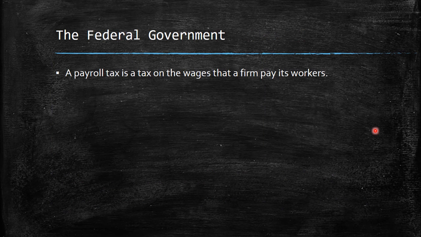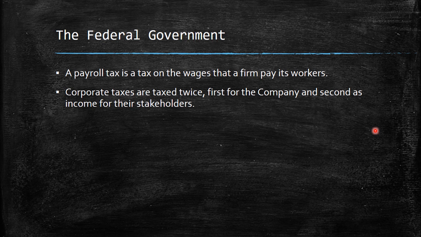Here we're going to talk a little about the different kinds of taxes. The first one is the payroll tax. Basically, it is a tax on the wages that a firm pays its workers. And there is another one, which is the corporate tax. It's important to take into account that corporate income is taxed twice. In the first instance, it is taxed for the company, and the second time, for its stakeholders.